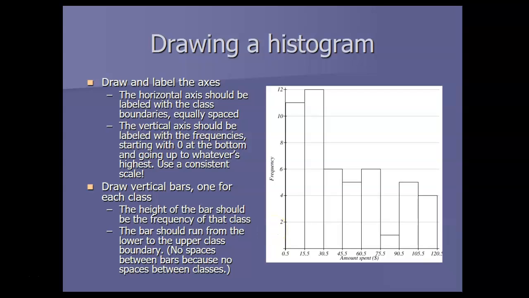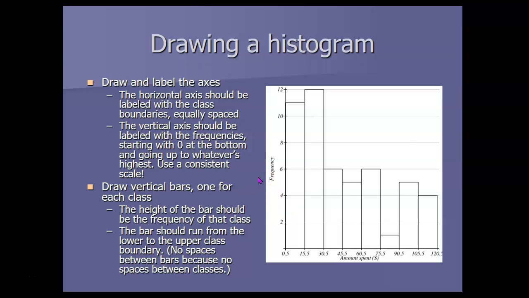Then once you've drawn and labeled the axes, you want to draw in the vertical bars, one for each class. The height of the bar should be the frequency of that class, and there shouldn't be any spaces between the bars. They should be right up next to one another because there aren't supposed to be any gaps between the classes. The upper boundary of one class is right where the lower boundary of the next class is. So immediately when one class ends, the next class begins.